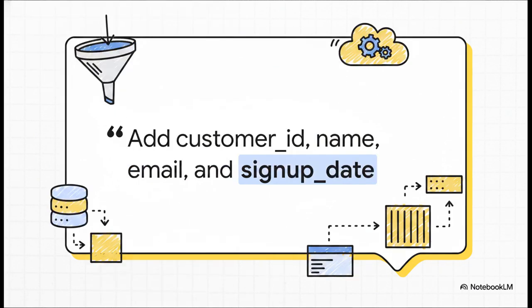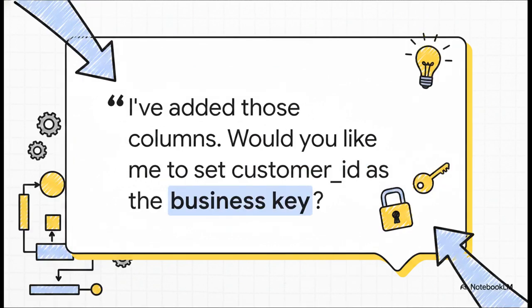And your follow-up is just as easy and conversational. You just answer its question, giving it the next piece of the puzzle for your new table. Now this is where it gets really smart. Not only does it do what you asked, but it anticipates the next logical step. It knows a dimension needs a business key, so it suggests it to you. That kind of proactive help ensures you're following best practices without you having to remember every little detail.